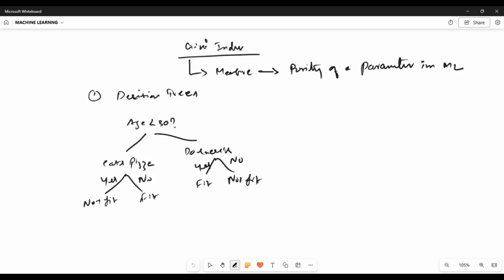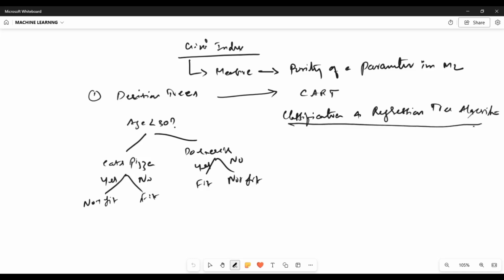So here the question is how to create decision trees. A decision tree uses an algorithm called CART. To create a decision tree, we'll use something called CART. What is CART? CART is the classification and regression tree algorithm. This classification and regression tree algorithm will be using this Gini index to choose the root node.